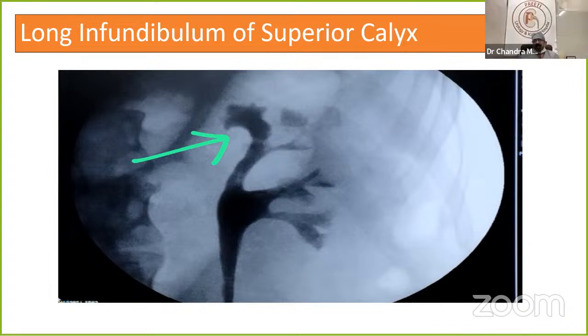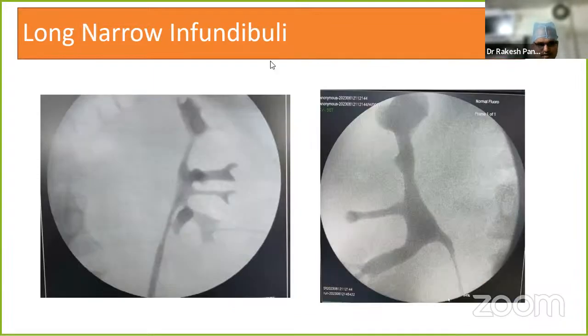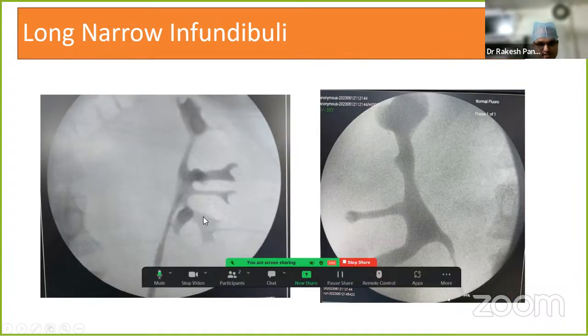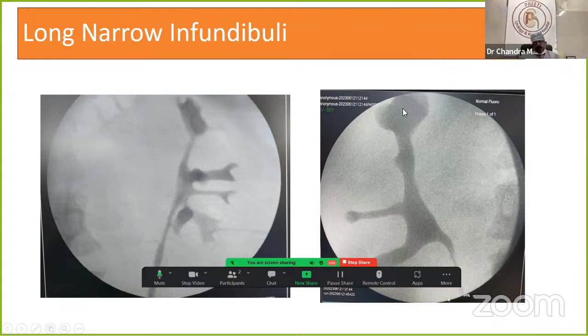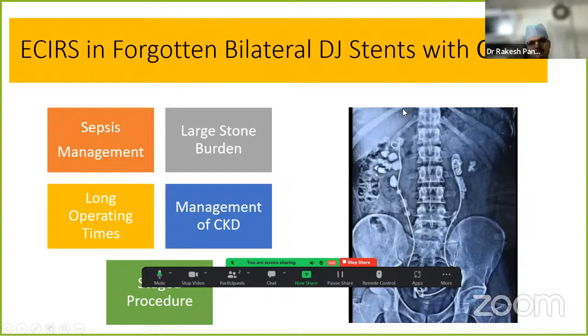Actually, supine PCNL has a major advantage. This is a classical example of a tripod system where ECIRS is extremely helpful. If any stone migrates like this, you can bring it back with a flexible scope. Now coming to forgotten bilateral DJ stents, in this case ECIRS is absolutely necessary.